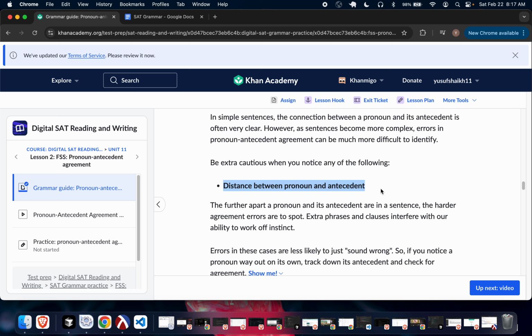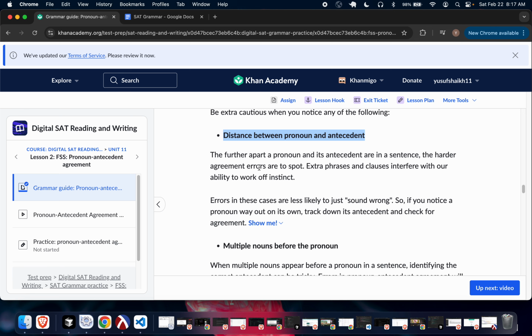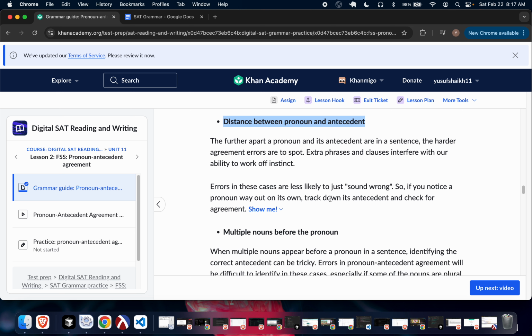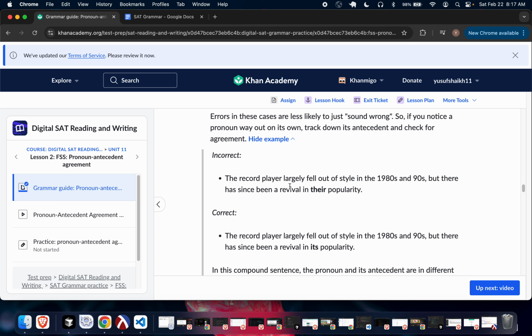So notice how, again, this is very similar to subject-verb agreement. The further apart a pronoun and its antecedent are in a sentence, the harder agreement errors are to spot. Extra phrases and clauses interfere with our ability to work in sync. Errors in these cases are less likely to just sound wrong, so if you notice a pronoun way out on its own, track down its antecedent and check for agreement. So let's look at this example.